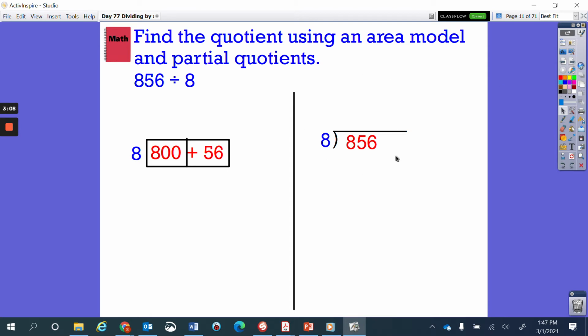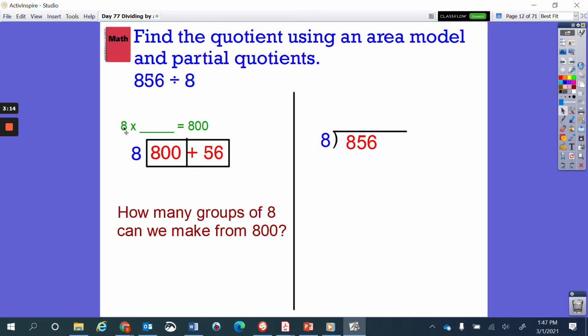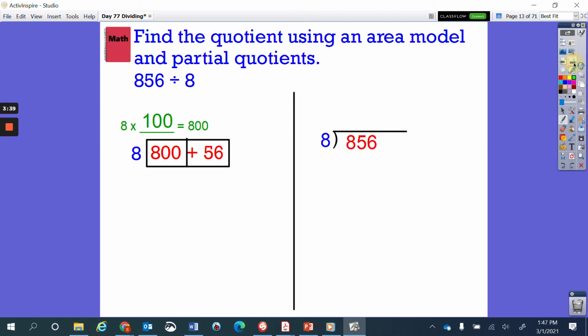and I'm going to write it over here, doing our partial quotients, 856 divided by 8. 800 divided by 8, well, let's see, 8 times what gives me 800? 8 times 1 would be my simple math fact, right? 8 times 1 gives me 8. So 8 times 100 would give me 800. So now I know that that's 100.